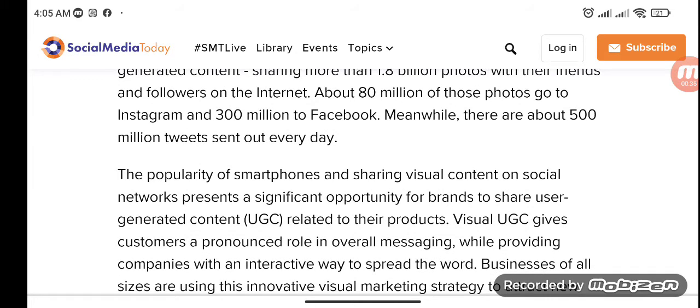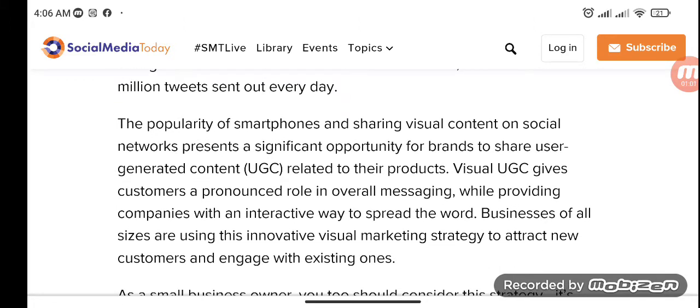The popularity of smartphones and sharing visual content on social networks presents a significant opportunity for brands to share user generated content. UGC is the abbreviation for user generated content related to their products. Visual UGC gives customers a pronounced role in overall messaging while providing companies with an interactive way to spread the word.